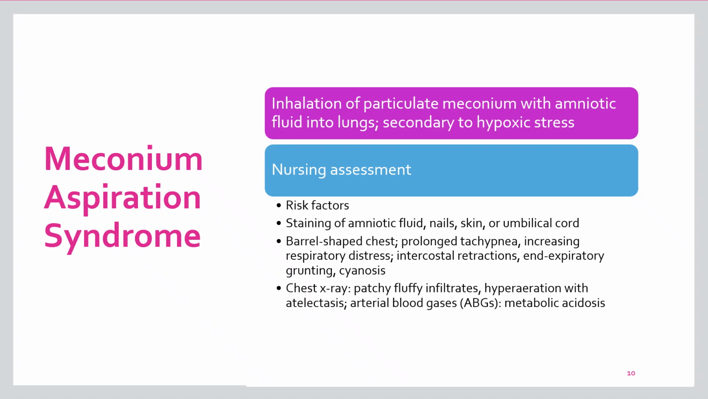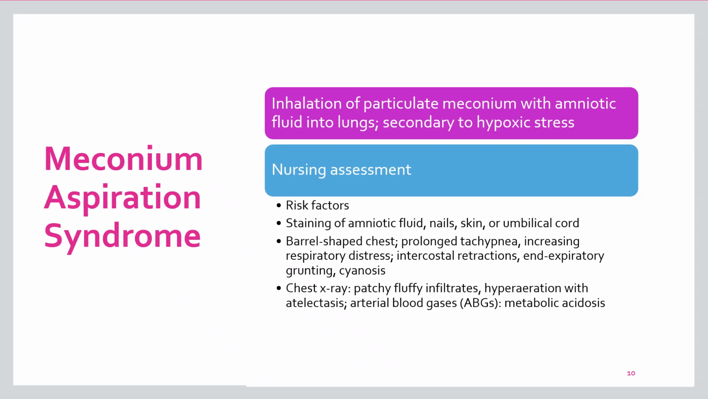A barrel-shaped chest, the same as in respiratory distress syndrome. The anterior posterior diameter of the baby's chest is increased, so the chest looks like a barrel, like in a COPD patient. Prolonged tachypnea, increasing respiratory distress, intercostal retractions, end expiratory grunting, and cyanosis. Those are all the symptoms of respiratory distress you can see in meconium aspiration, because meconium aspiration causes respiratory distress.